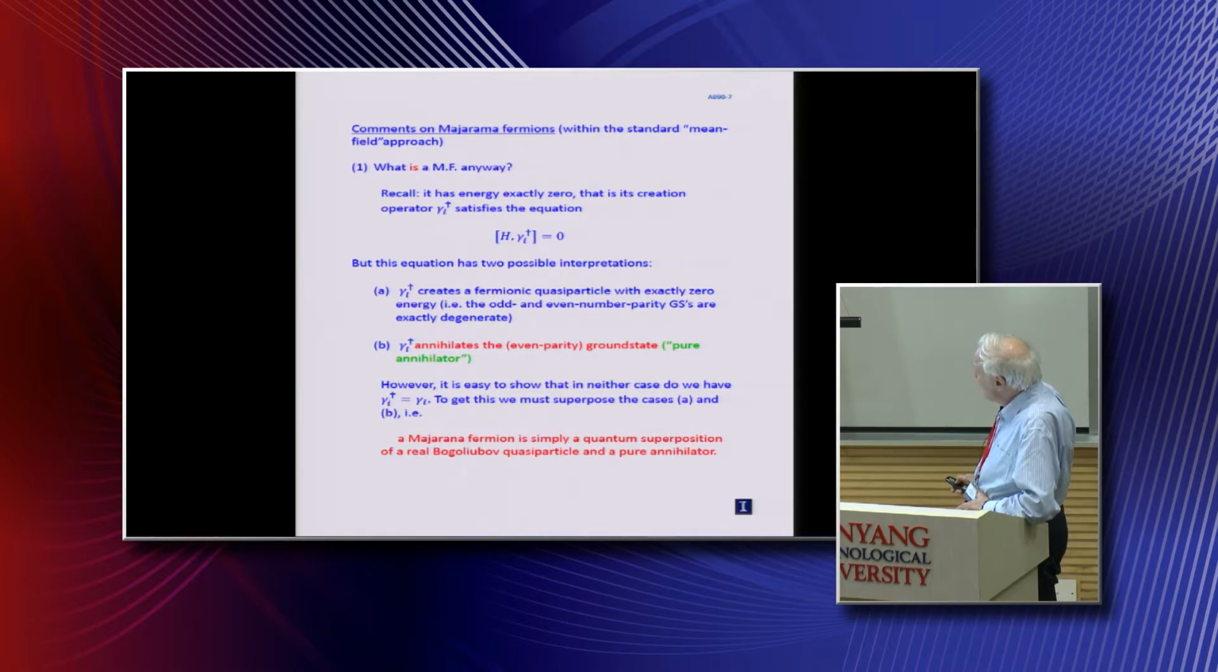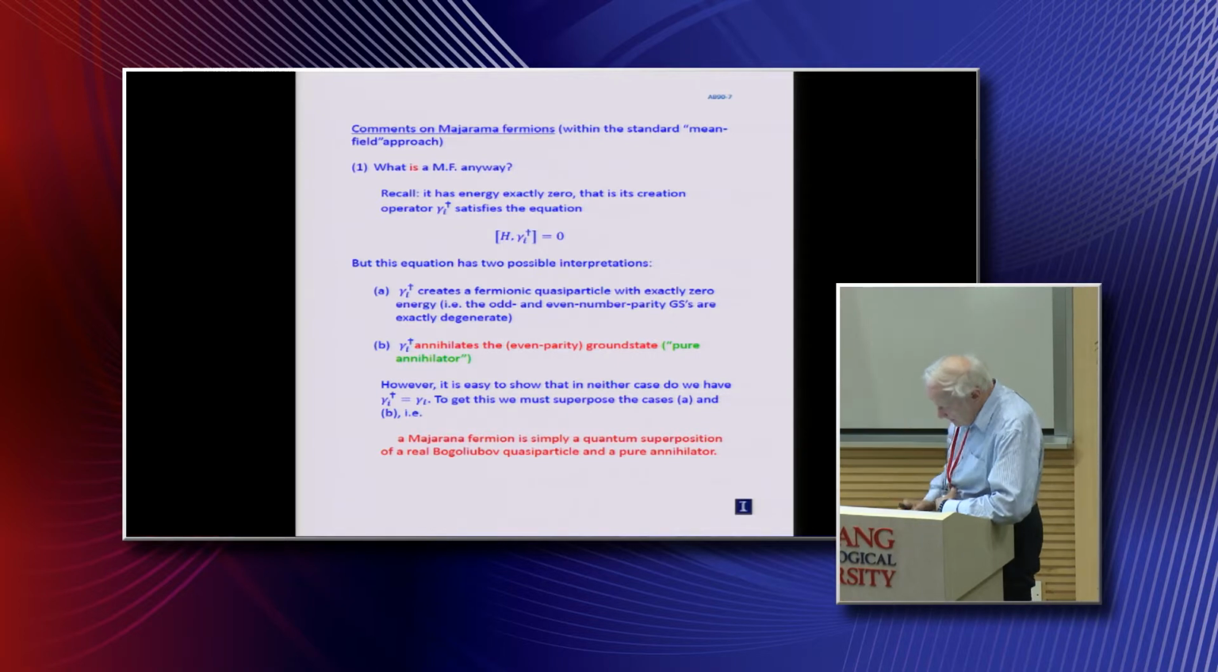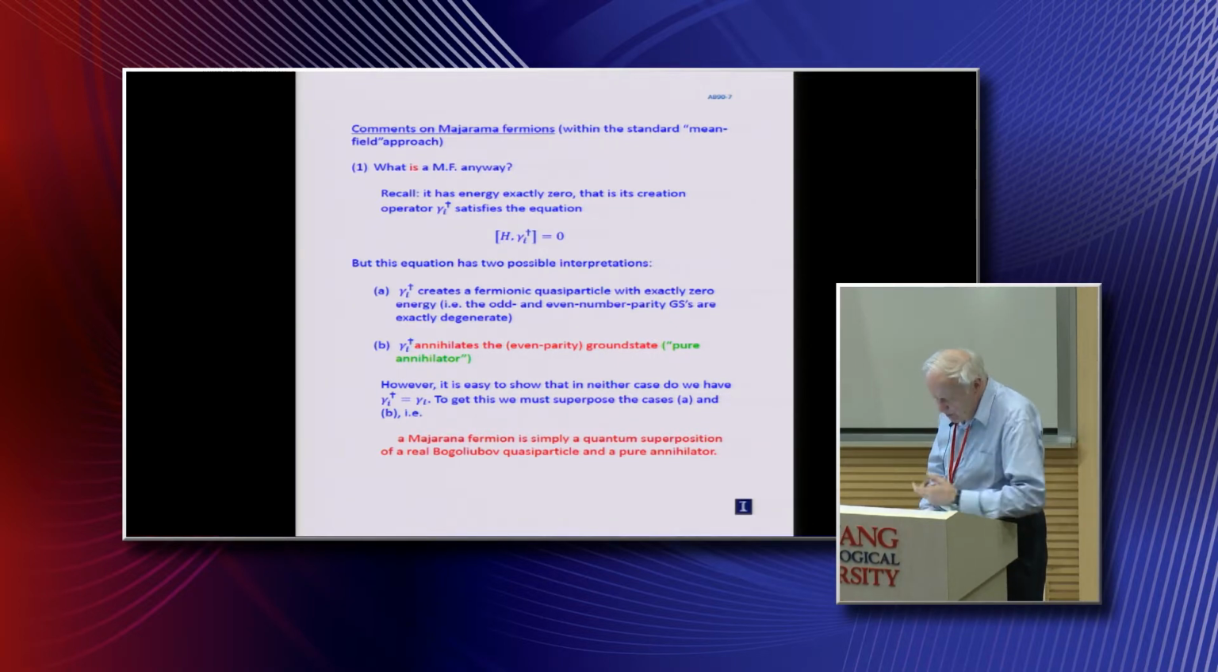However, it's very easy to show that in neither of these two cases individually do we have the crucial situation that gamma i is its own Hermitian conjugate. To get that, what we have to do is to superpose these cases A and B. In other words, a Majorana fermion, mysterious as it seems, is actually simply a quantum superposition of a real Bogoliubov quasi-particle and a pure annihilator. That point has been made backwards in the literature, but I don't think it's very often been made forwards.